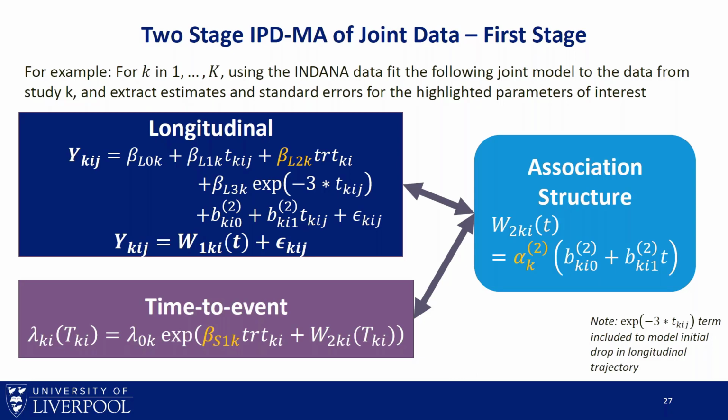The time to event submodel contains just a fixed treatment effect, which again is estimated for each study, as is the baseline hazard. The final term in the time to event submodel is the W2 term, which is the association structure. In this example, we're using a random proportional association structure. So we're taking the individual specific random effects from the longitudinal submodel and inserting them with common coefficient into the time to event submodel. And the terms highlighted in orange are the ones that we're going to extract and perform meta-analyses for. So we're extracting the treatment effect from both submodels and the association structure.